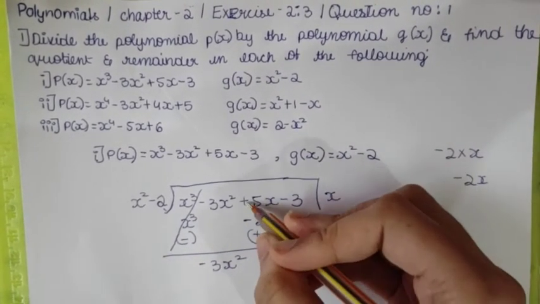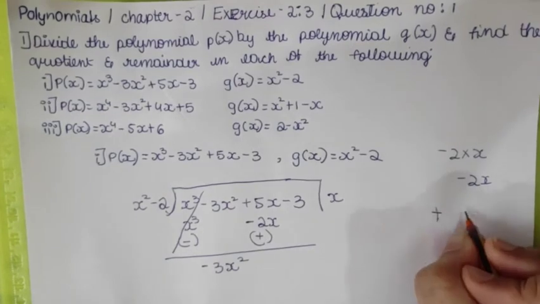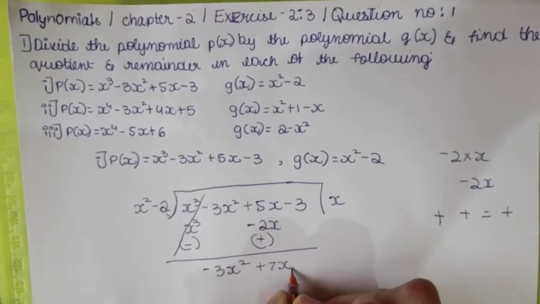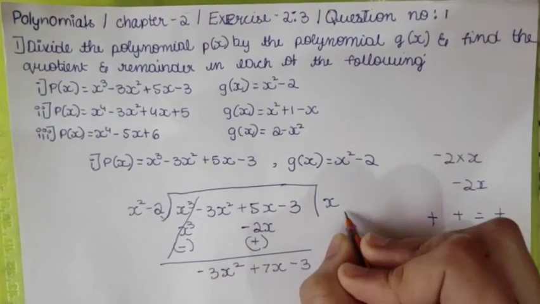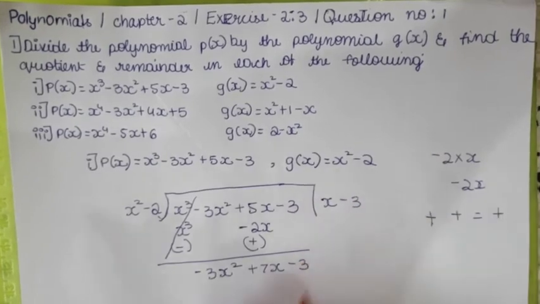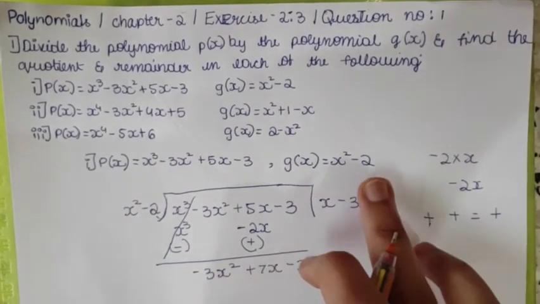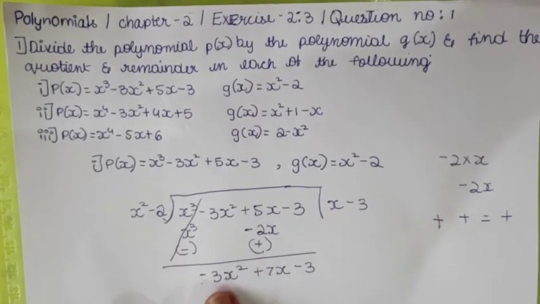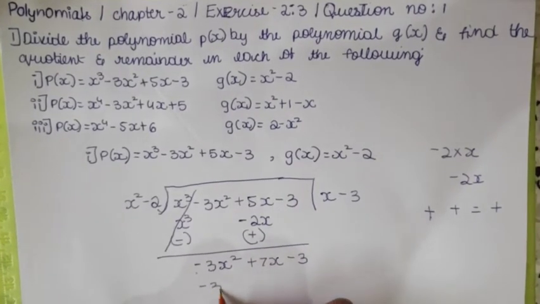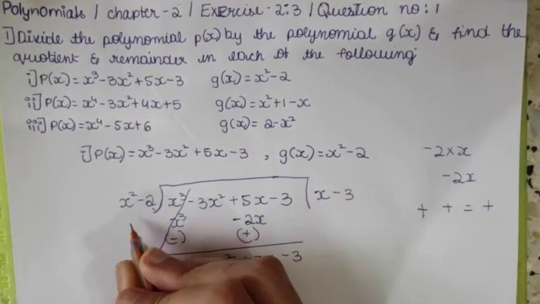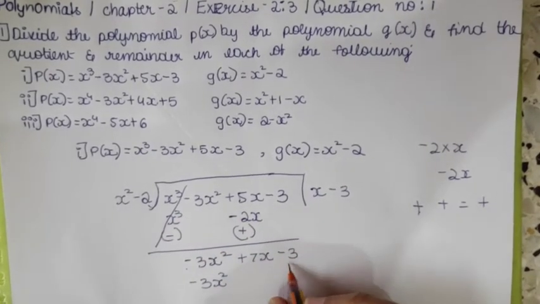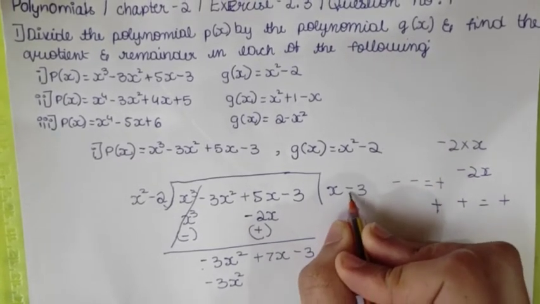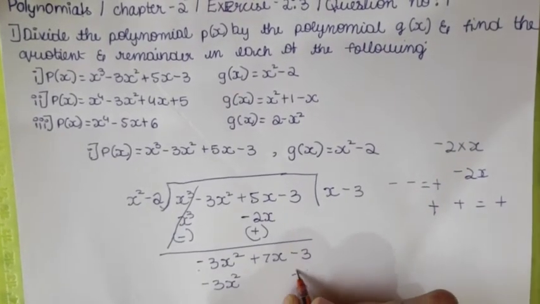Now here you can see plus and plus, that becomes plus 7x, and here minus 3. So here we have to get minus 3x square. So we are multiplying by minus 3. So that becomes minus 3 into x square is equal to minus 3x square. So here minus 3x square, 3 2s is 6. So that becomes minus 6. Minus minus is plus, so that becomes plus 6.